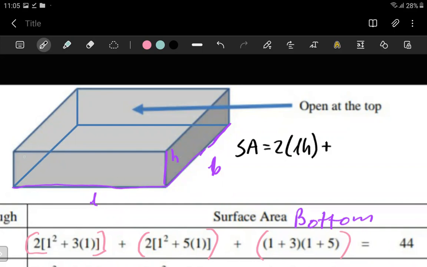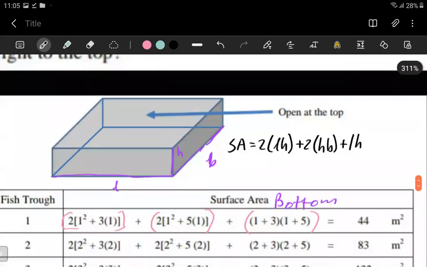And then for the left and the right, we would have said two of them, but it's height times breadth. Do you see? And then for the bottom, we would have just said length times breadth. But instead of having two of them, we just have one because they said the top is open, remember? Yes, makes sense.